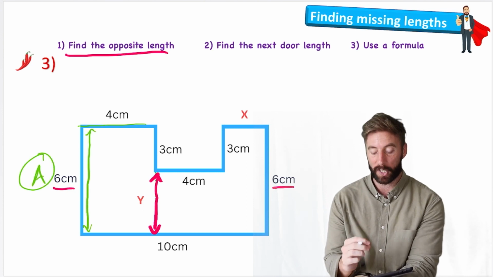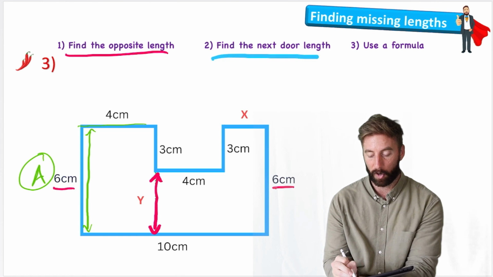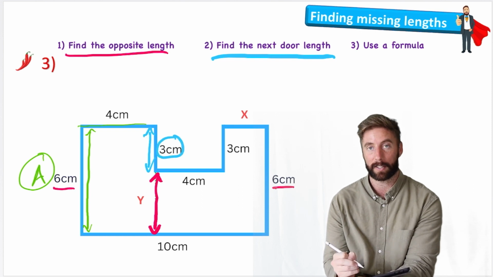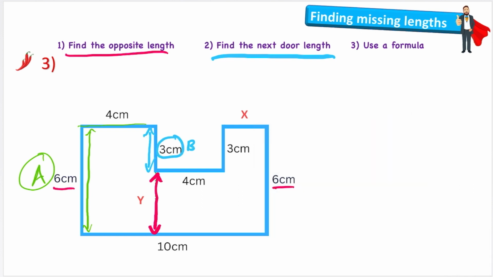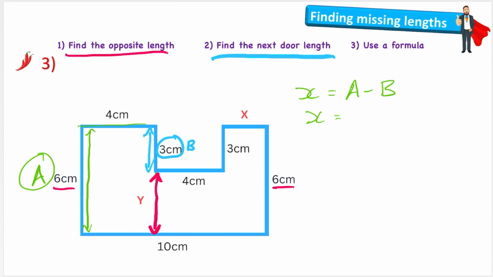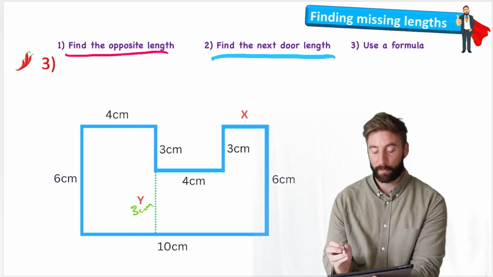So what other information is here that I'm going to need? Well, I can look next door for my other length, and I can see that next door I have a length of 3 centimeters, and we'll call this length B. Therefore, y is equal to A subtract B, and now we can put those values in. A is 6 centimeters and B is 3, so y equals 6 minus 3, which is 3. So my y value here is actually 3 centimeters. Okay, now I want to find x.